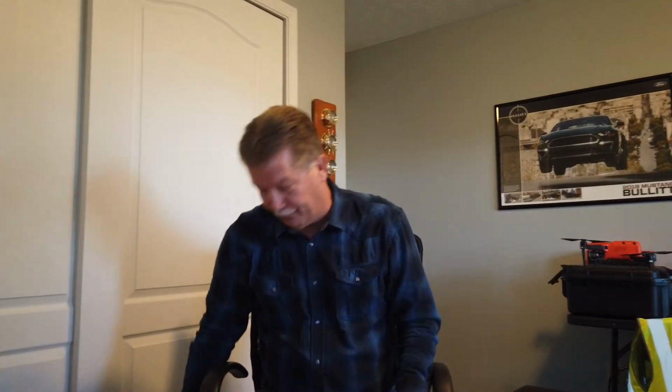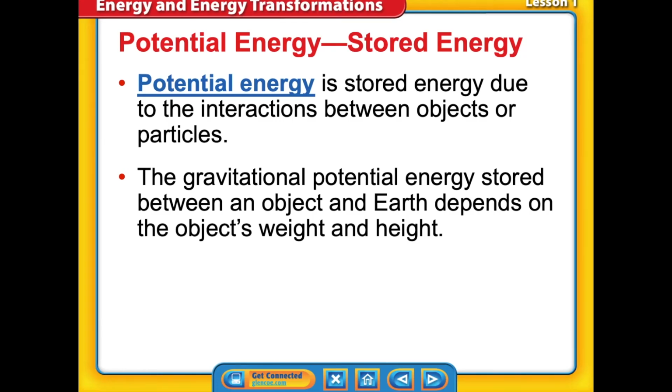Now, if I raise the pen much higher and drop it, the weight of the pen has not changed, but the pen's height has changed. I drop it 1, 2, 3. It hits the floor much harder with a lot more energy than it did the first time. So the gravitational potential depends on two things. I'd like for you to maybe write that right below the box. Write down the word weight and the word height. The weight and height of the object.